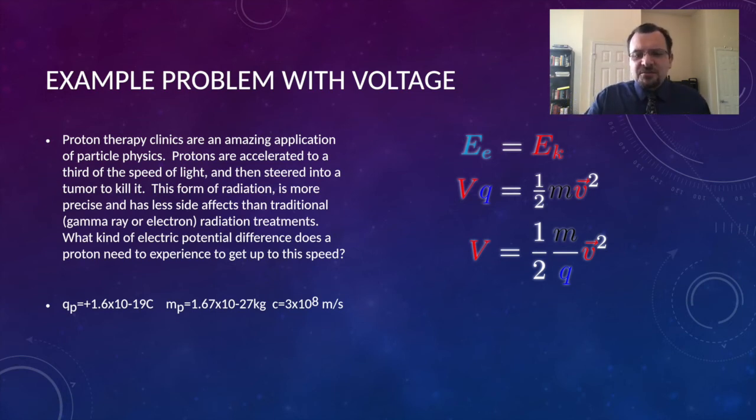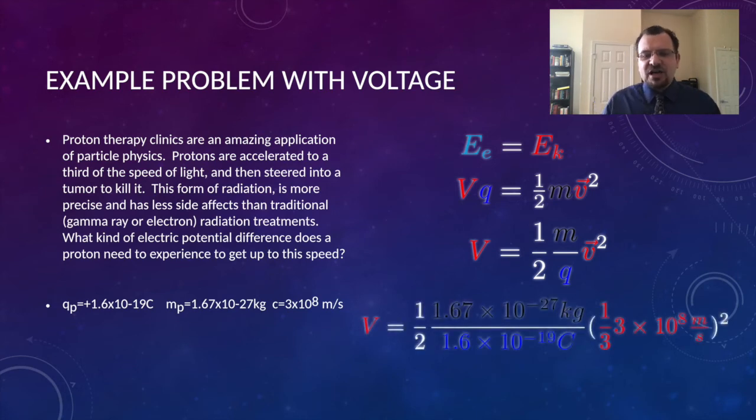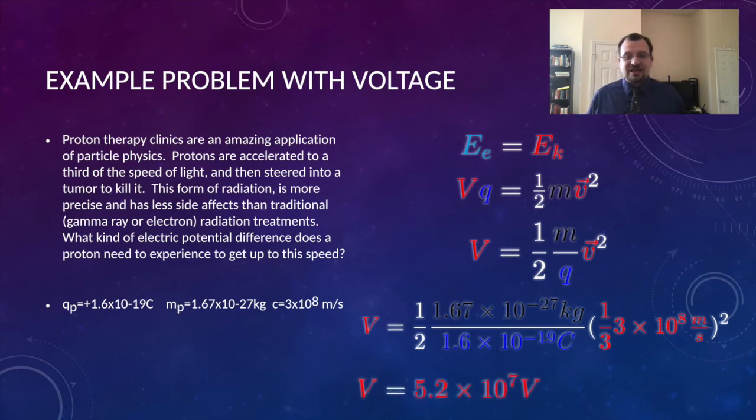So, put some numbers in here. Mass of the proton, that's 1.67 times 10 to the negative 27 kilograms. That fundamental charge, 1.6 times 10 to the minus 19 coulombs. And then a third of the speed of light, so 1/3 times 3 times 10 to the 8th meters per second. The 3's are, of course, going to cancel. So put this into the calculator, and what we end up with is 52 megavolts. So that's 52 million volts, or 5.2 times 10 to the 7 volts, which is a really big number.